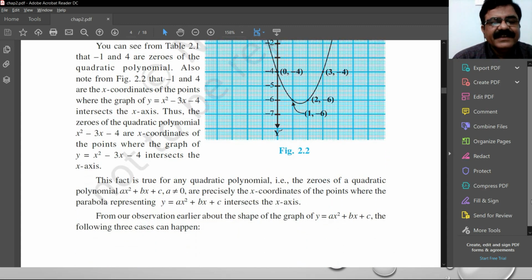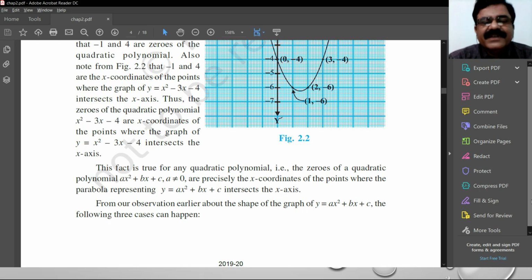In fact, this is true for any quadratic polynomial, that is, the zeros of the quadratic polynomial ax square plus bx plus c, where a not equal to 0, are precisely the x coordinates of the points where the parabola representing y is equal to ax square plus bx plus c intersects the x-axis. From our observation earlier about the shape of the graph of y is equal to ax square plus bx plus c, the following three cases can happen.